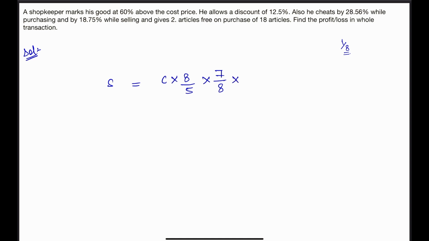He also cheats by 28.56% while purchasing. So if he is cheating by something, then will it be his profit or loss? It will be his profit. He is cheating, he is gaining more, right? That is directly a profit. So 28.56 is nothing but 14.28 into 2. 14.28 is 1 by 7, so it will be 2 by 7. The multiplication factor is 9 by 7. Multiply.